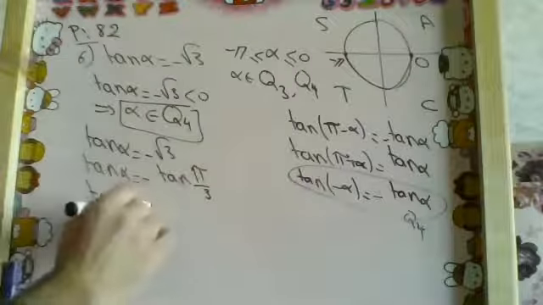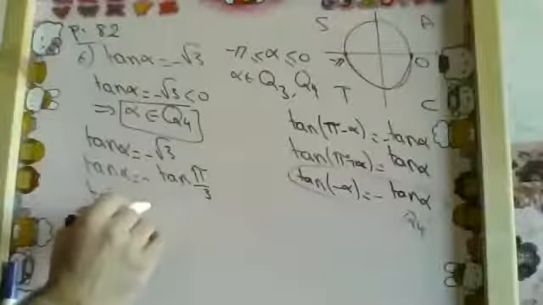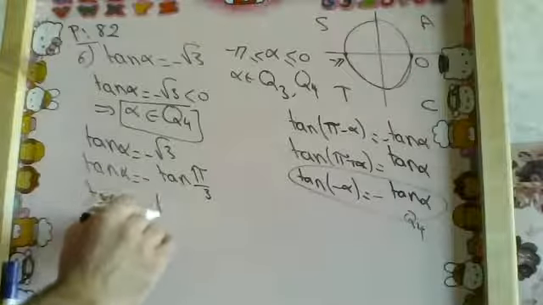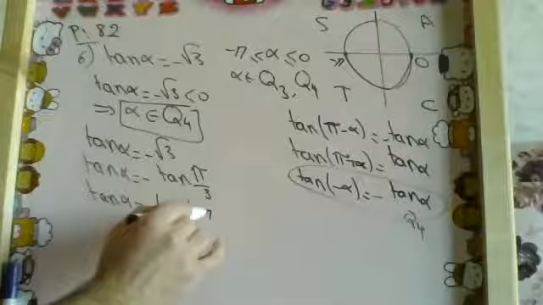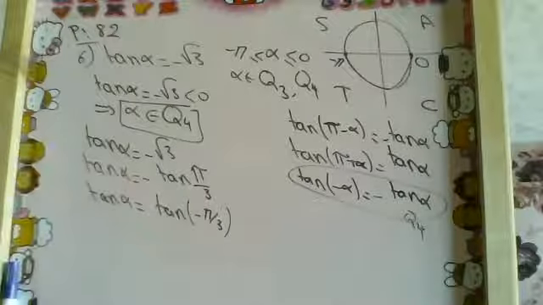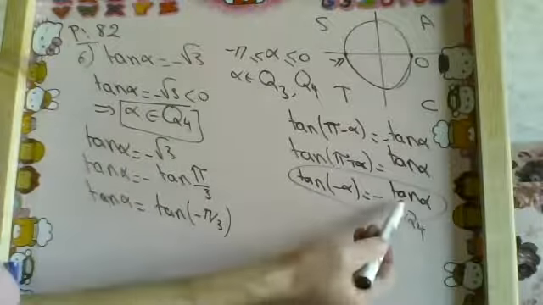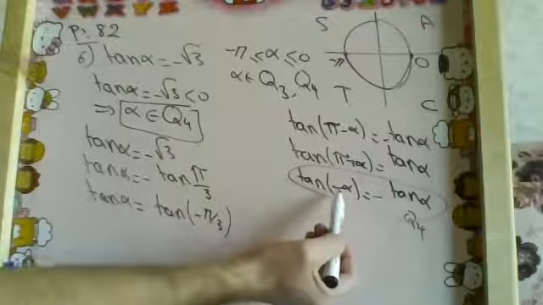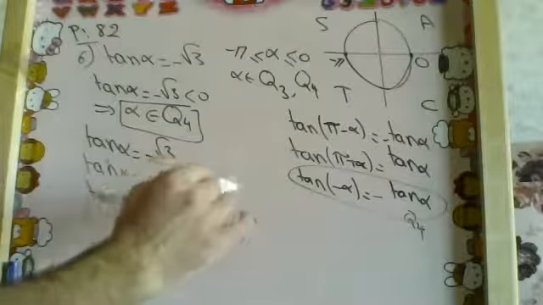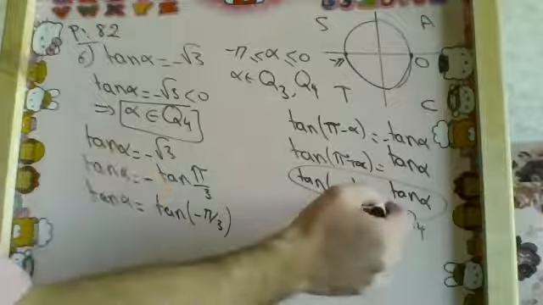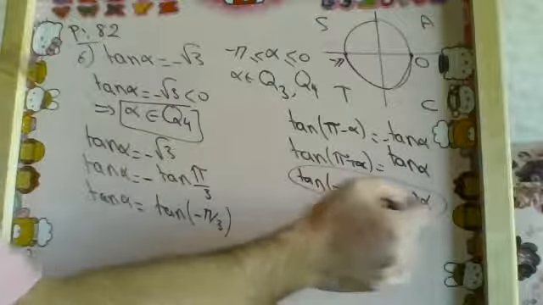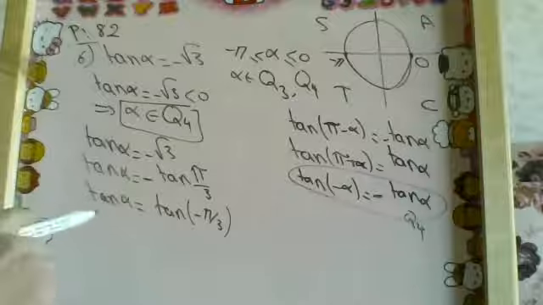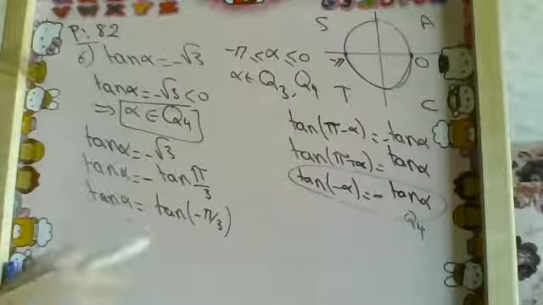Anyhow, we replace it by tangent of negative pi over 3, as if we are reading from right to left. Negative tangent alpha is equal to tangent of negative alpha. We already have negative tangent alpha, so I need to write this. Now, are we done?